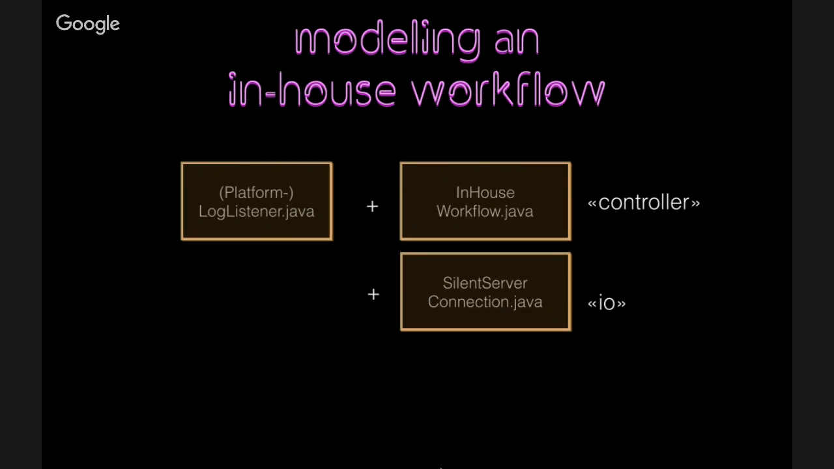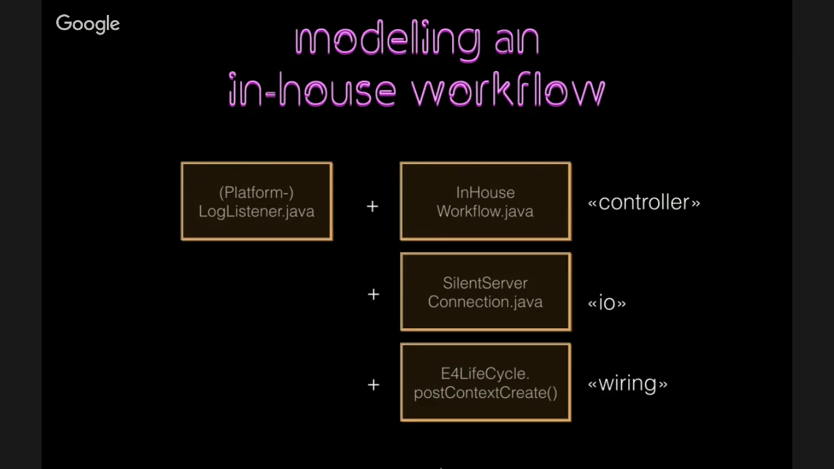And then you need a server connection, as you've seen before, that actually does the I/O. And for your Eclipse RCP application, you need to do the initial wiring of the system. There is no extension point that you can reuse there, so you need to do the wiring manually. This is what we do in the E4 lifecycle class, where you have the post context create method, which we use to initialize the error reporting system.